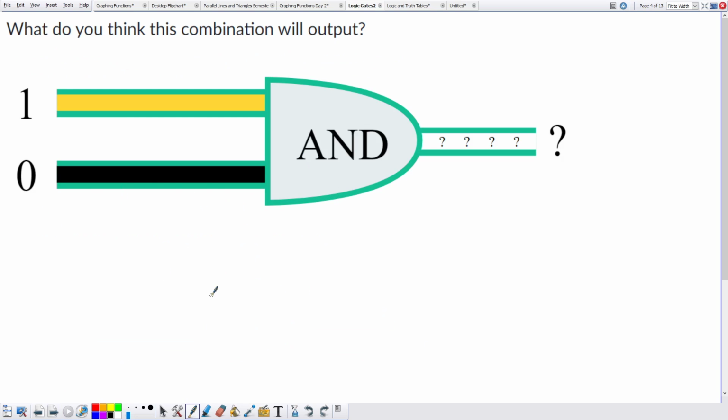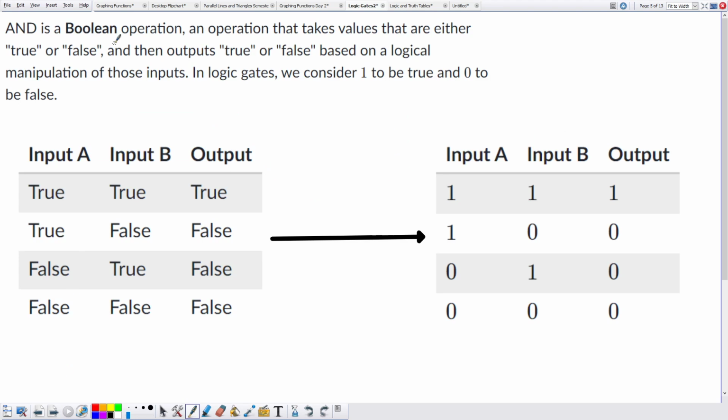So, what would this give us? What signal? Well, since it's an AND and one of the currents is off, they both have to be true to be on, so your output would be off. It would not send a signal through there. AND is a Boolean operation, an operation that takes values that are either true or false and outputs true or false based on a logical manipulation of those inputs. In logic gates, 1 is true and 0 is false.